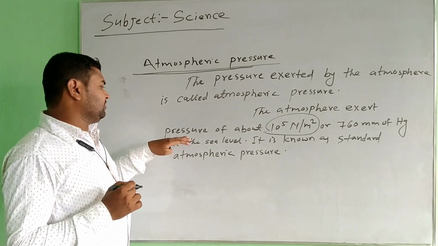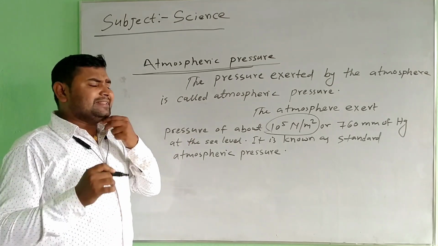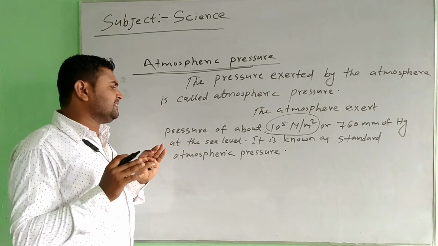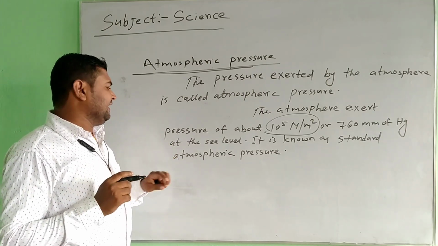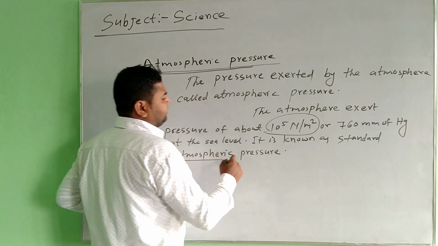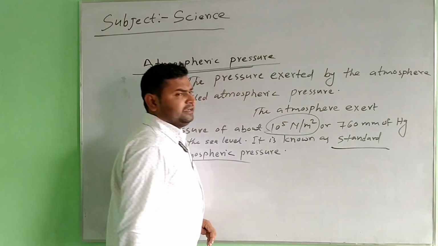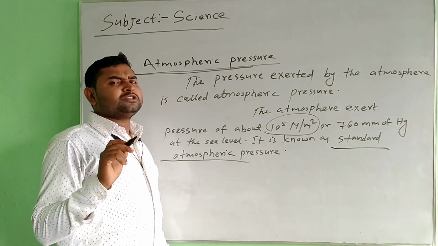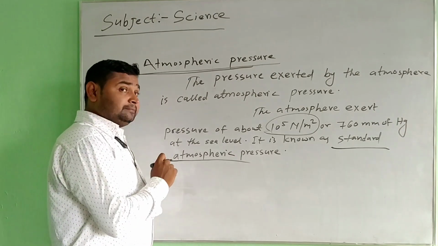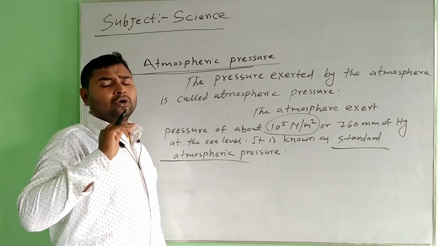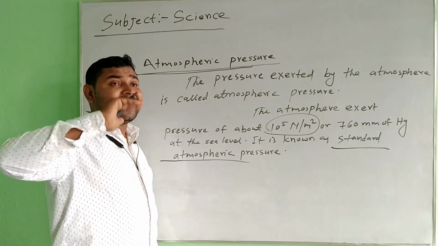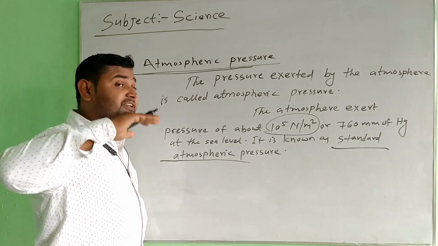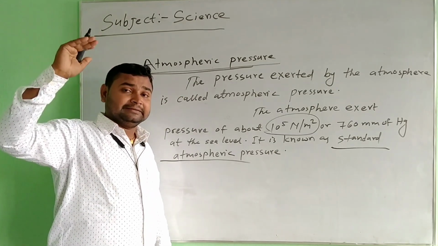The standard unit of pressure: when the atmospheric pressure is 760 mm of Hg, it is also known as what? Standard atmospheric pressure. So the atmospheric pressure is highest at sea level, and when we go up, when the altitude is increasing, the atmospheric pressure keeps decreasing.